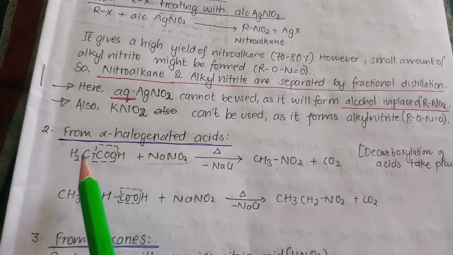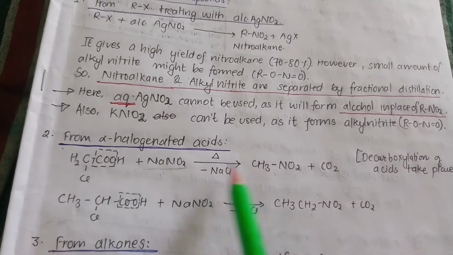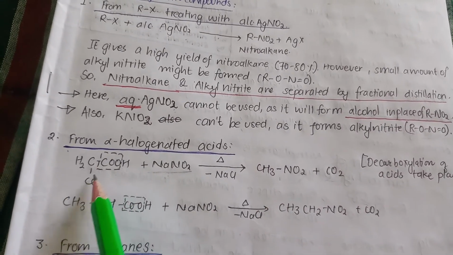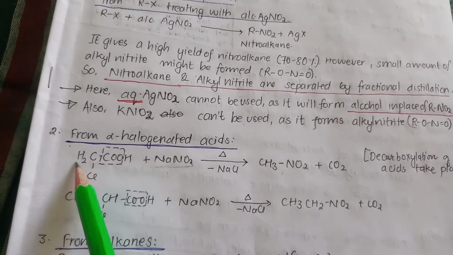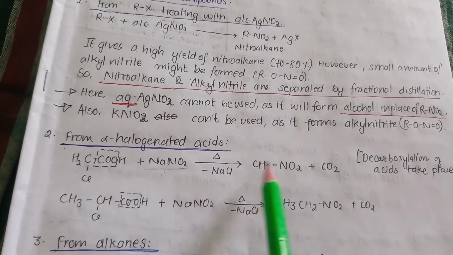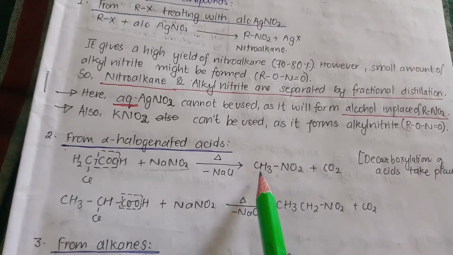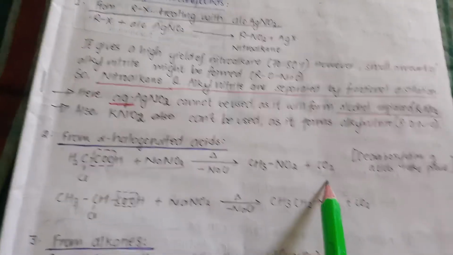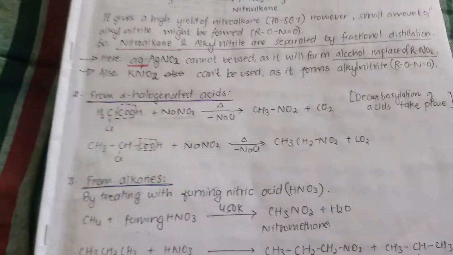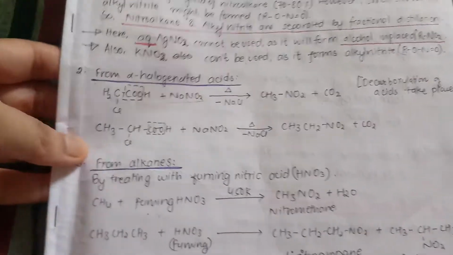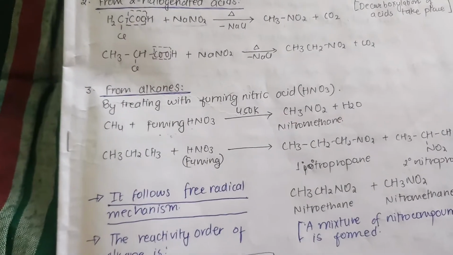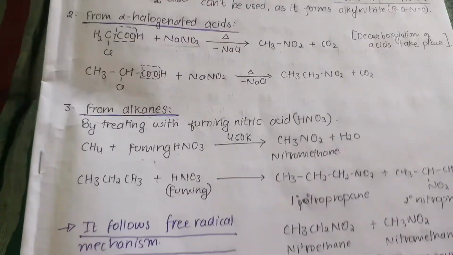There are two carbon atoms in the substrate, but in the product we get only one carbon atom, so decarboxylation occurs here. This is an important aspect. The other method is from alkanes, by treating with fuming nitric acid.